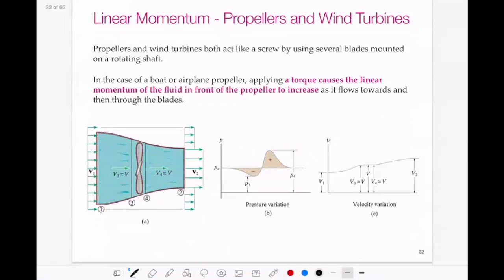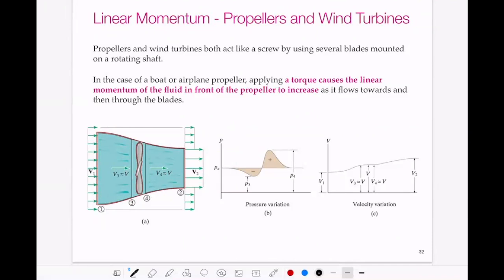So let's look at some applications for linear momentum where we have some work being done, and this is due to a force of a moving fluid. So propellers and wind turbines are one useful application of harnessing energy of a moving fluid or providing energy to a moving fluid.